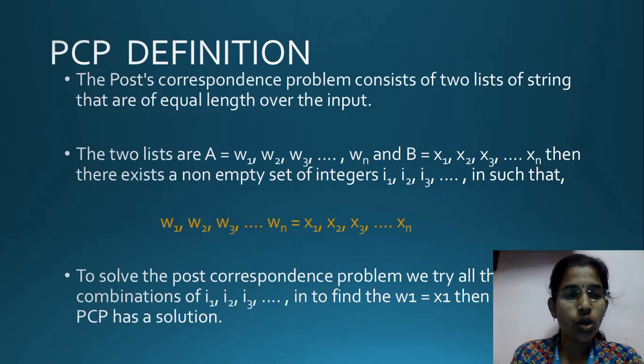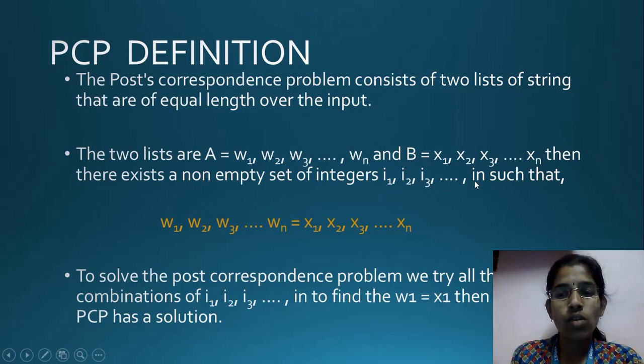The next one, the definition of the Post Correspondence Problem. Here we use two types of lists, named A and B. The Post Correspondence Problem consists of two lists of strings of equal length over the input, A and B with equal length n. The given input is a non-empty set of integers. So there exists a non-empty set of integers, a subset i1, i2, i3 up to in, such that we can equal the two strings by using the sub-instance w1, w2, w3, wn.